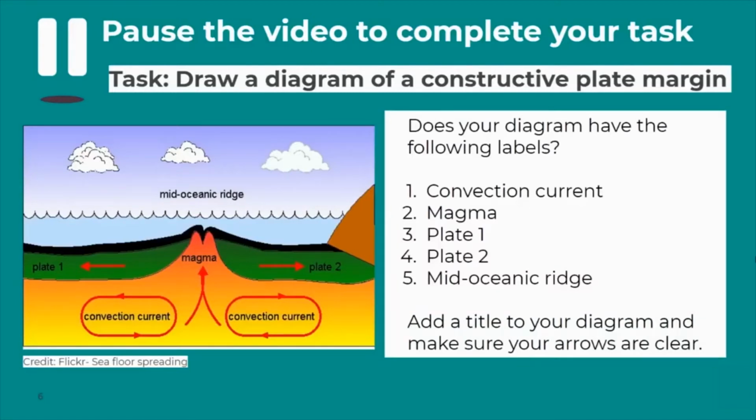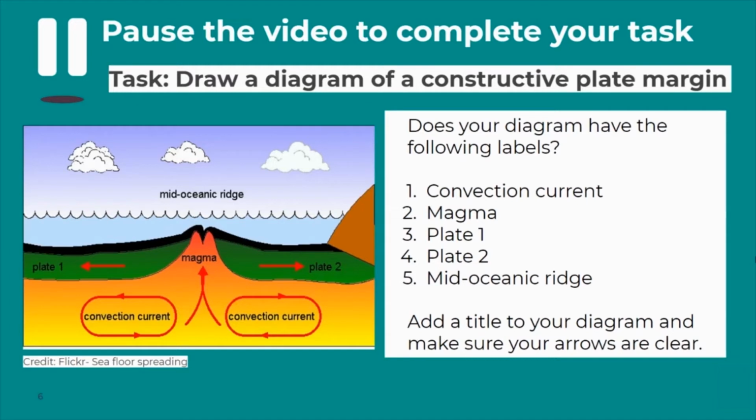Okay, so what I would like you to do now is to draw a diagram of a constructive plate margin. And what I've done is I've put a quite simple diagram up on the screen for you to have a look at. Now, the really key part of this diagram are the arrows that show plate 1 and plate 2 moving apart from each other. But there are some other arrows that I would like you to include. Can you include convection currents? So you can see the red arrows that shows that transfer of heat.